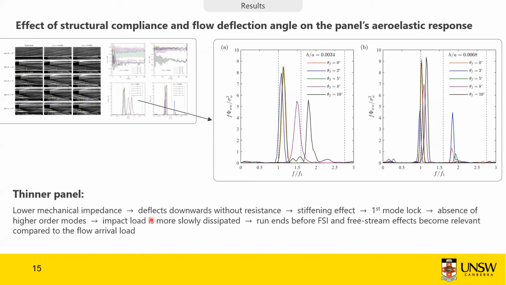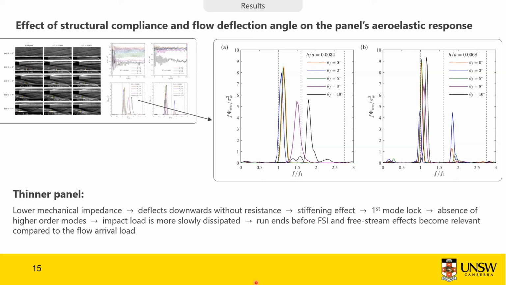And then we have what we call first mode lock, where the panel is locked to oscillate predominantly in its first mode. And then what happens is that higher order modes cannot be developed because we have predominantly first mode oscillations. And then the impact load is more slowly dissipated. Well, if we had higher order modes, we'd have higher damping, because that's nature. But since we don't have them, the impact load is more slowly dissipated, and that means that the run may actually end before the fluid structure interaction and the free stream fluctuation effects become relevant.